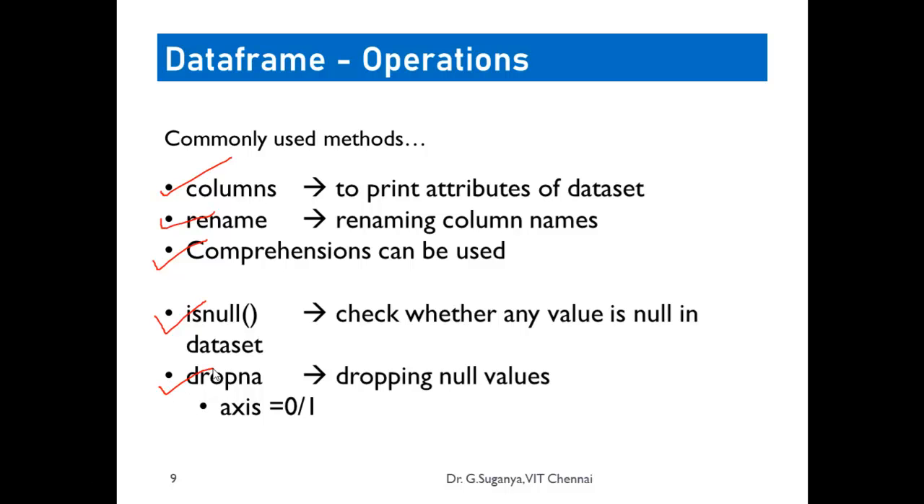So the axis: if a row has a null value and you want to drop the rows, you have to set axis equal to 0. Axis equal to 0 represents the x axis. Axis equal to 1 represents the y axis. That's the normal configuration. So when a column has null values and you want to drop it, you can use dropna, comma, axis equal to 1.